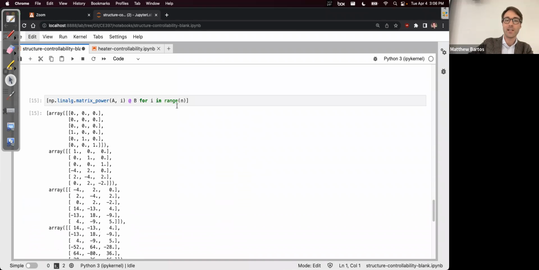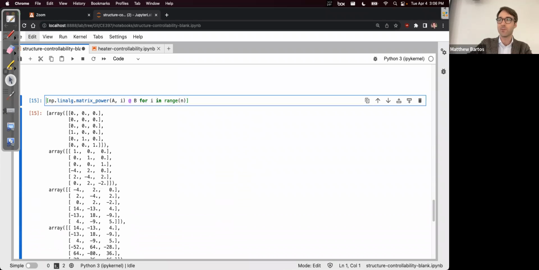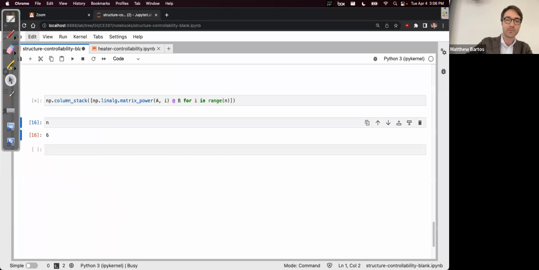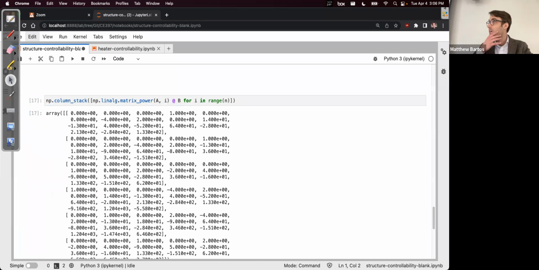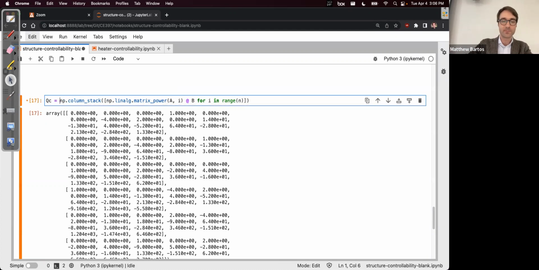Okay, so carrying out that list comprehension, we got each of those matrices. Now all we have to do is stack them up horizontally. We can do that using np.column_stack. And this is our controllability matrix, right? I've just stacked each of those matrix products together. So this I will call QC.